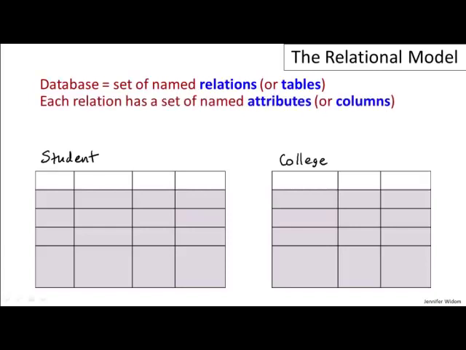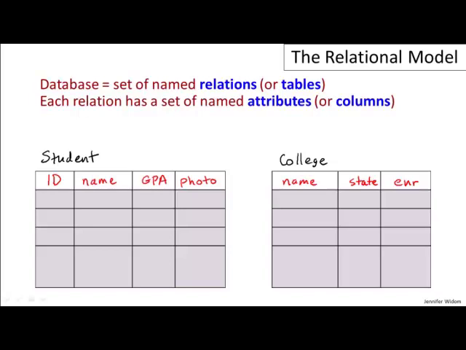Next, we have the concept of attributes. Every relation in a relational database has a predefined set of columns or attributes, each of which has a name. So for our student table, let's say that each student is going to have an ID, a name, a GPA, and a photo. And for our college table, let's say that every college is going to have a name, a state, and an enrollment. We'll just abbreviate that ENR. So those are the labeled columns.